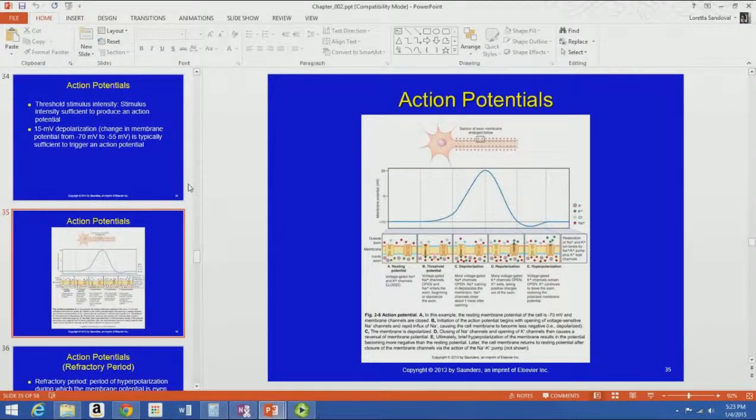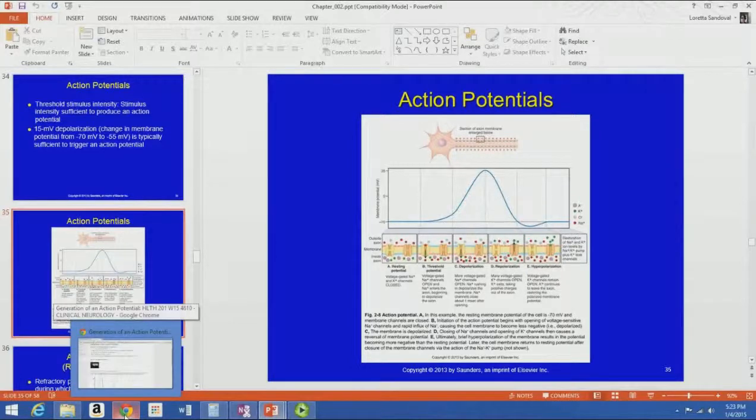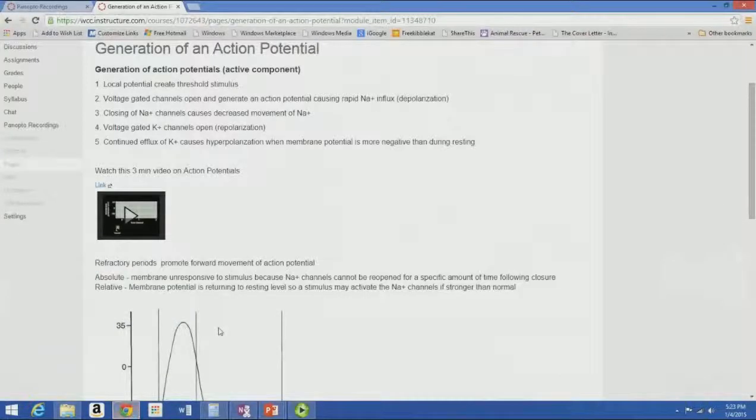Okay, so we are going to review the action potentials that we talked about in the last section. So the generation of an action potential, number one, a local potential creates a threshold stimulus. Voltage-gated channels open and generate an action potential, causing a rapid sodium influx, which depolarizes the neuron. The sodium channels close, and that decreases the movement of sodium. Then the voltage-gated potassium channels open. That begins the repolarization of the cell.